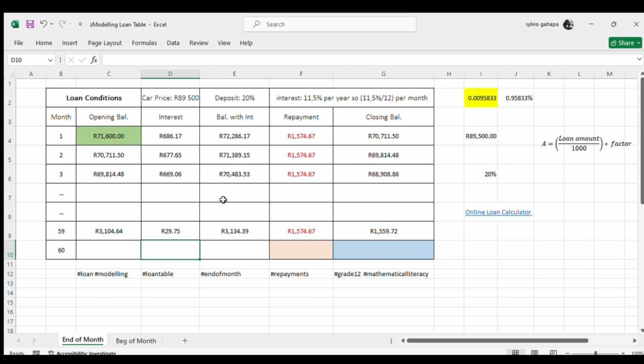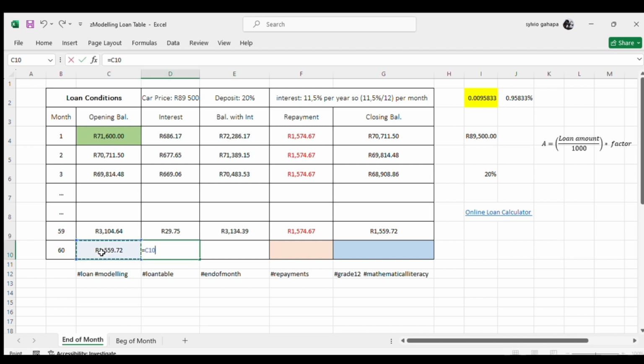Now the balance with interest, we know it's that plus that, which will give me this figure. As you can see, I've already typed in the value, and the repayment is exactly the same, 1,574.67, and the closing balance will be the balance with interest minus the repayment. Now it becomes interesting when you get to the last month. We know already by now the closing balance becomes the opening balance, right? So the closing balance of month 59 will become the opening balance for month 60, and then we're just going to keep doing the same story.